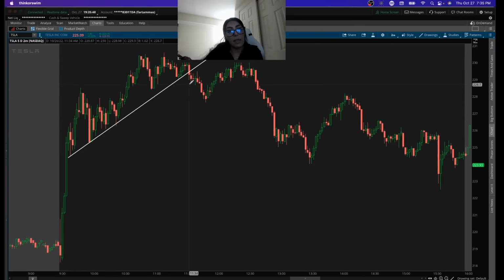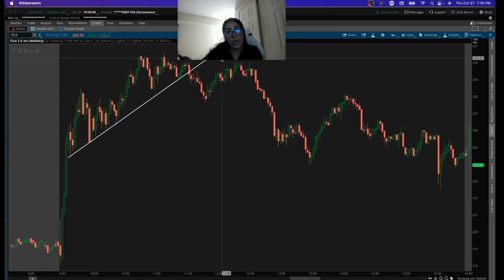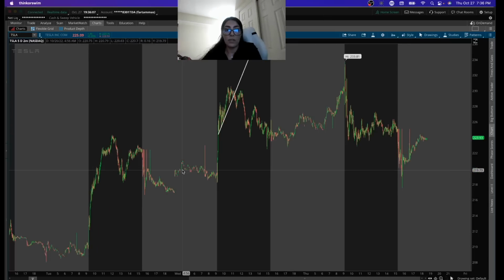High probability scalp here on Tesla as it breaks the trend line into your next level of support. And then you can see here, if we extend this to the right, it tries to retest that trend line and then makes the continuation down into a reversal. So high probability trend line here on the 2-minute as well.